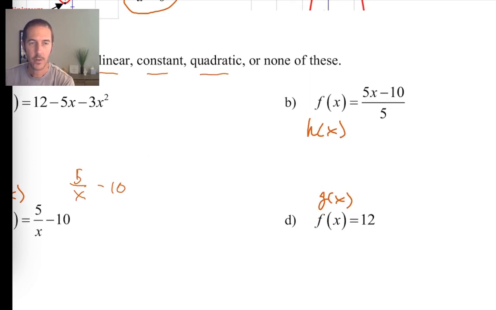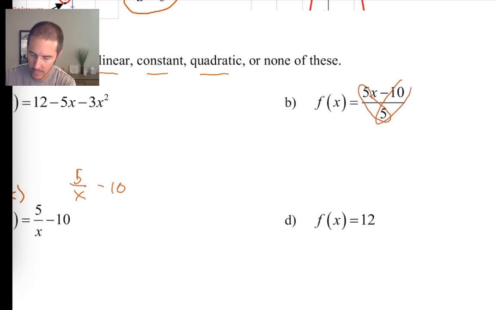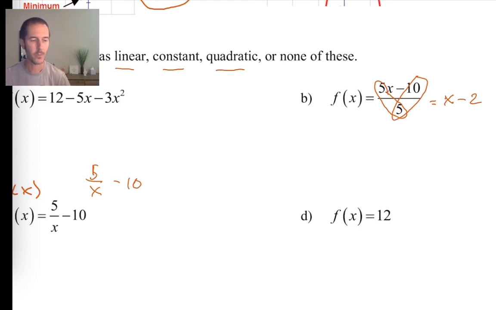In part B, this function is a little strange because we could definitely simplify it. We could distribute our division by 5 in order to rewrite this function as x minus 2. And since we only have an x to the first power and a constant value, this has the components of a linear function. So this is one of our three, and this is a linear function. And part D, with only a constant value on the right-hand side of our equation, we'll say that that's a constant function.